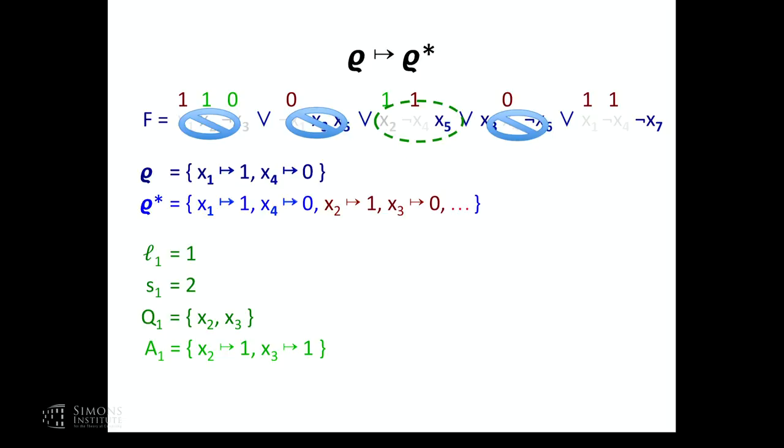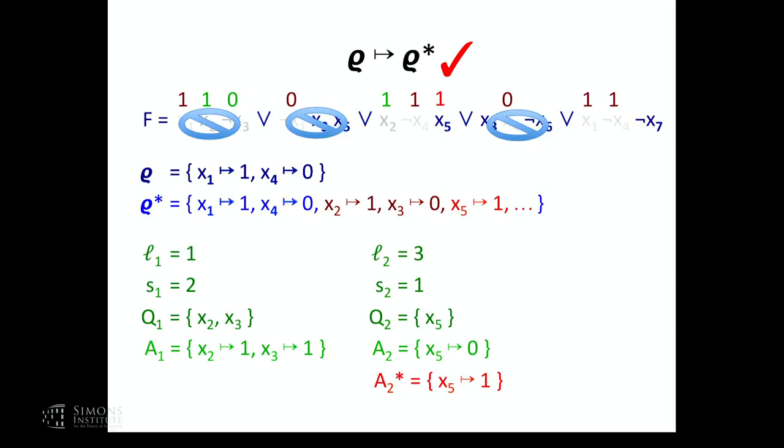And we find the next relevant clause. In this case, it's this one here. So the second relevant clause is the third clause, so L2 is 3. And the number of surviving variables is just 1, the set of surviving variables is just X5. And in the long path, let's say X5 gets set to 0, this will be falsified. But the A2 star sets X5 to 1 in order to make this satisfied. We add that to our long path, and the process continues.